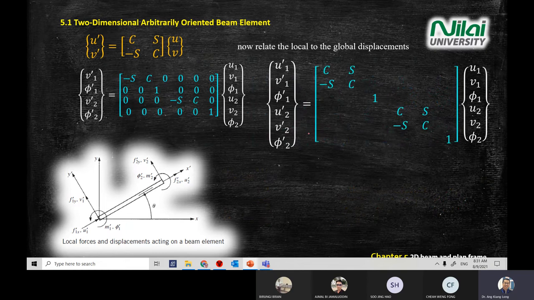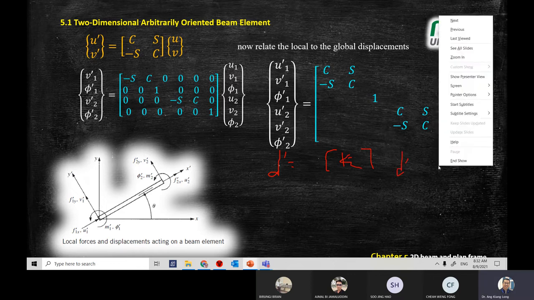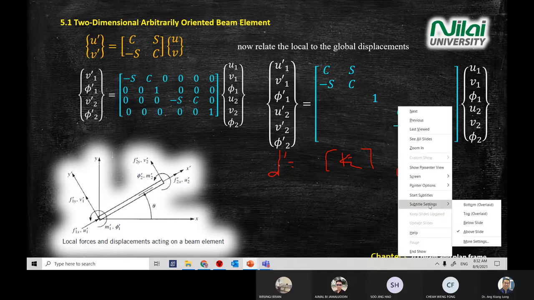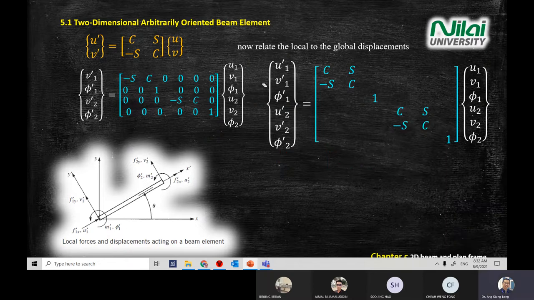Then we relate to the local and global displacement. So D prime, we need to convert to D. You can see that D prime equal to conversion factor times the global displacement. Don't be scared by all the notation. It actually is still the same basic mathematics, as long as you can understand what this prime means.